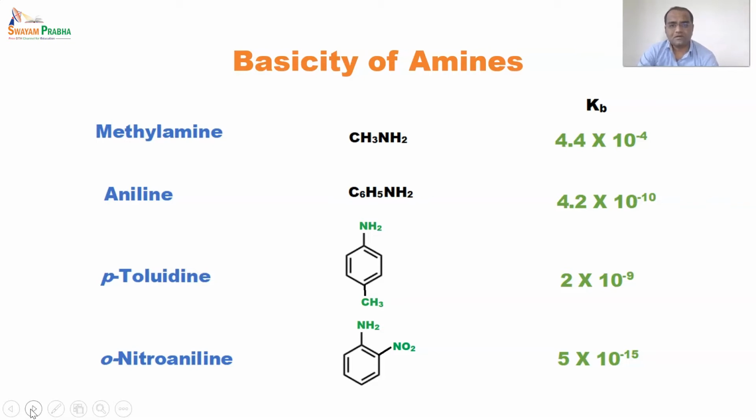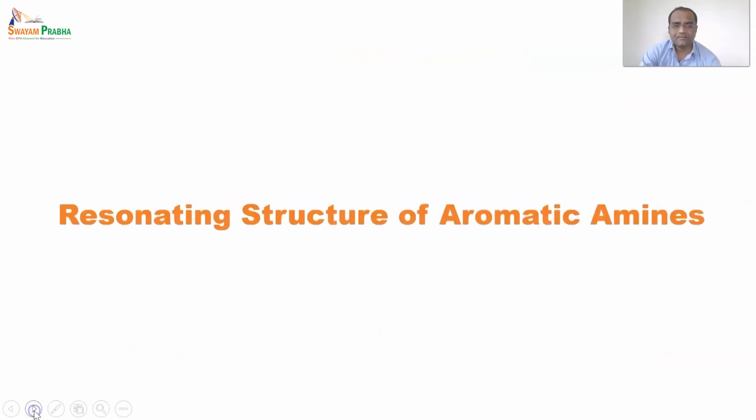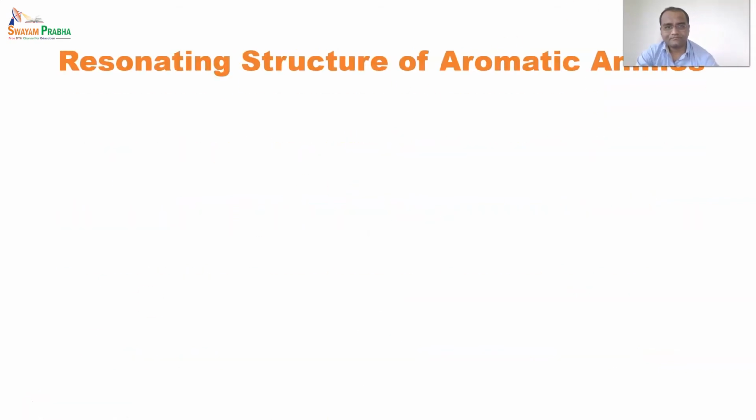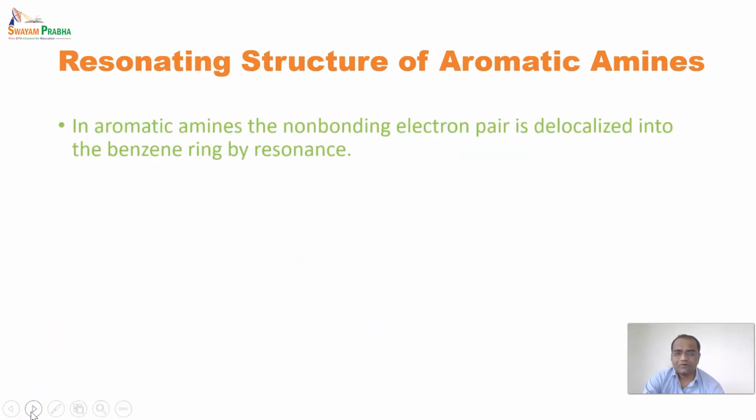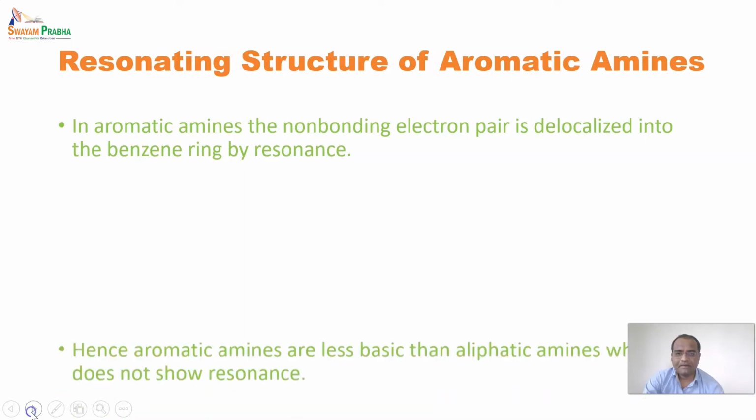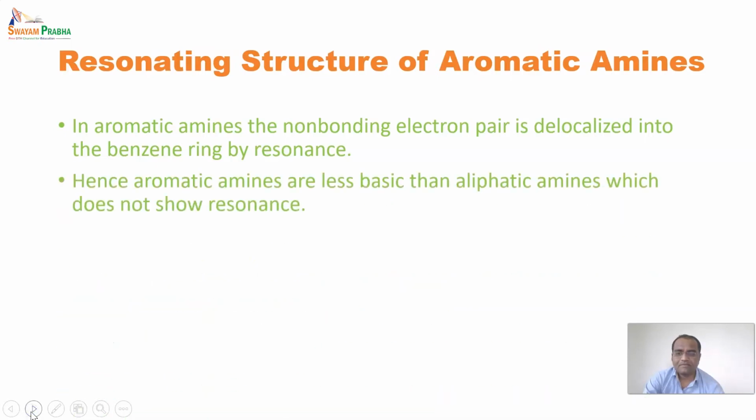So from this table, we can see that aliphatic amines have quite higher values, and there is some reason behind why they have quite higher values. We'll see what the reasons are after the resonating structures. Now we'll come to the resonating structures of an aromatic amine. We have taken one example of an aromatic amine, and based on that we will be discussing.